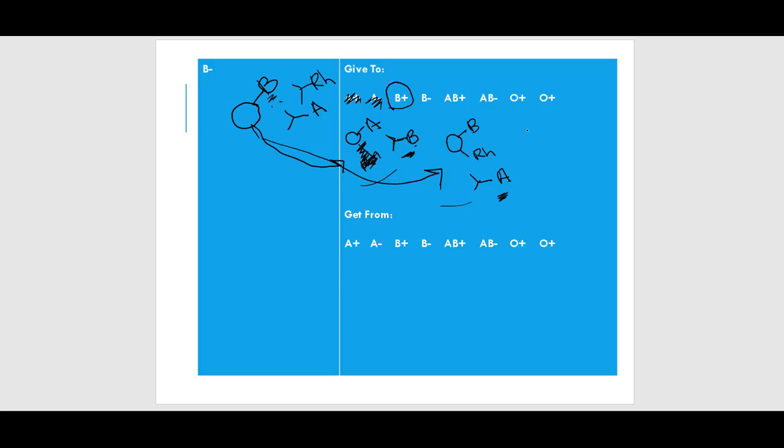Let's look at B negative blood. B negative blood has B antigens only, and it has anti-Rh and anti-A antibodies. Okay, we could give that B negative blood because the Rh and A antibodies would not find their corresponding antigen. So we can also give B negative blood.